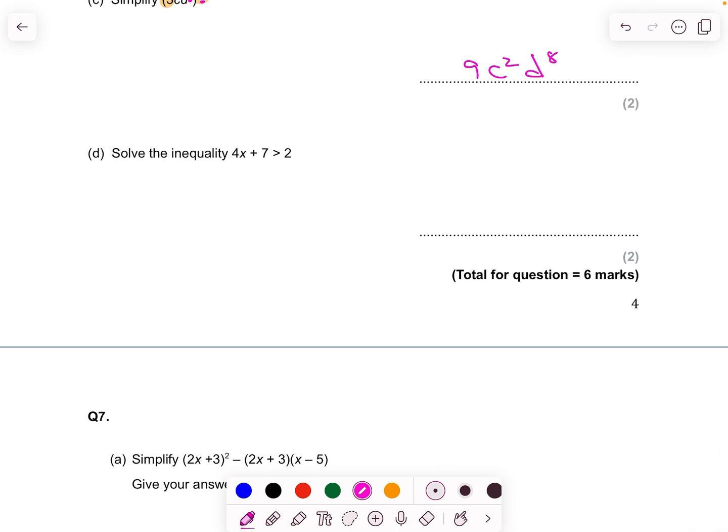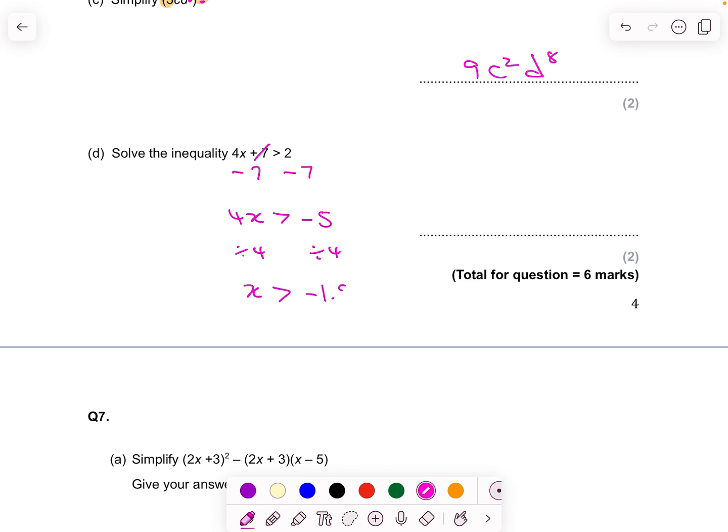Okay, inequality, we're going to solve it like we would normally. So we're going to take away 7 from both sides. So then we end up with 4x is greater than minus 5. And then we're going to divide both sides by 4. So then we end up with x is greater than minus 1.25.